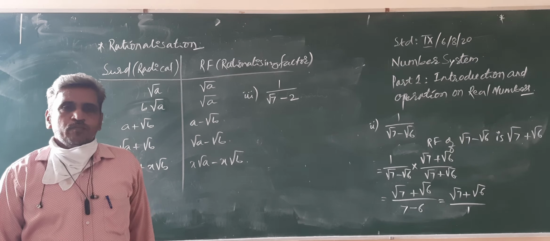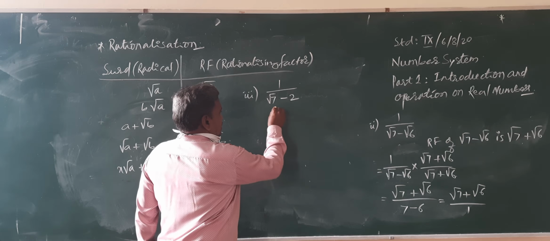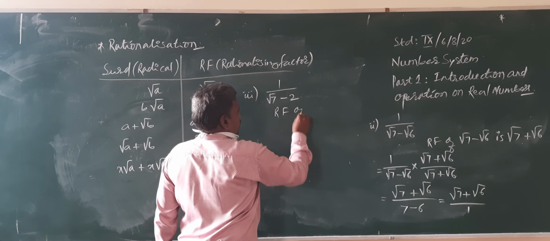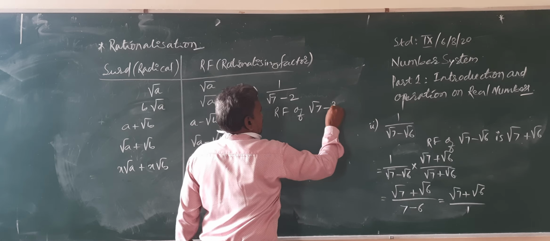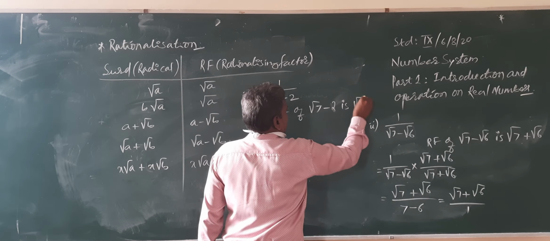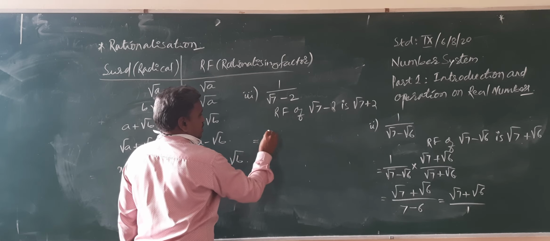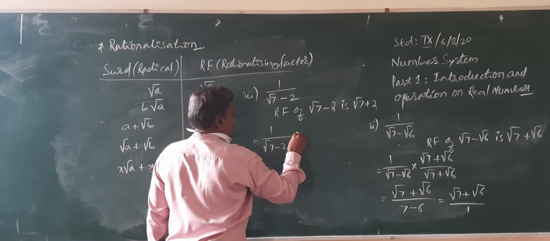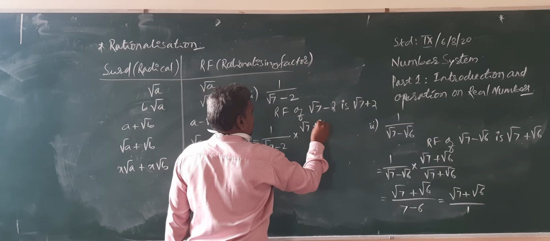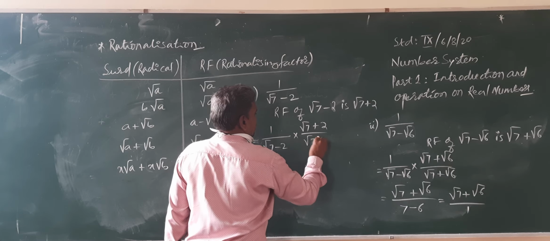Rationalizing the denominator. Here, the rationalizing factor of root 7 minus 2 is root 7 plus 2. That we will multiply and divide: 1 upon root 7 minus 2 into root 7 plus 2 divided by root 7 plus 2.